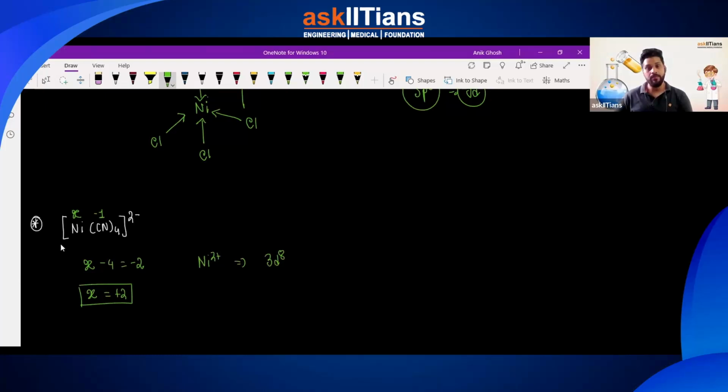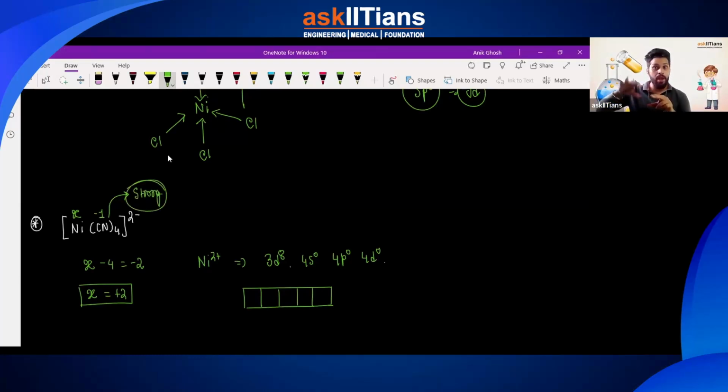It is d8, 4s0, 4p0, 4d0. Now, as it is d8, we are going to go like 1, 2, 3, 4, 5. Okay, one thing, guys. Let's not fill it up. What kind of ligand is this? This is a strong field ligand. Cyanide is a strong field ligand. I haven't yet told you why they are strong field or weak field. That comes right after this point.